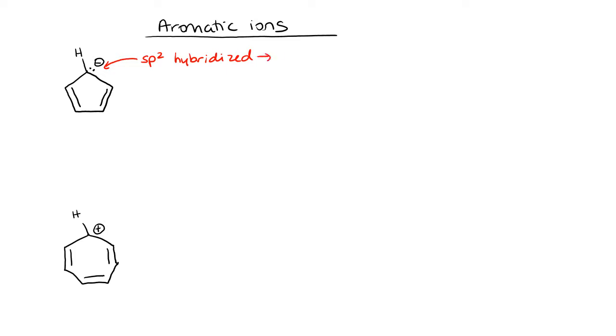And the lone pair are located in the p orbital. Because they're in the p orbital, they are considered a delocalized lone pair. Now we saw this concept back with resonance structures as well. So let's go ahead and redraw the structure.